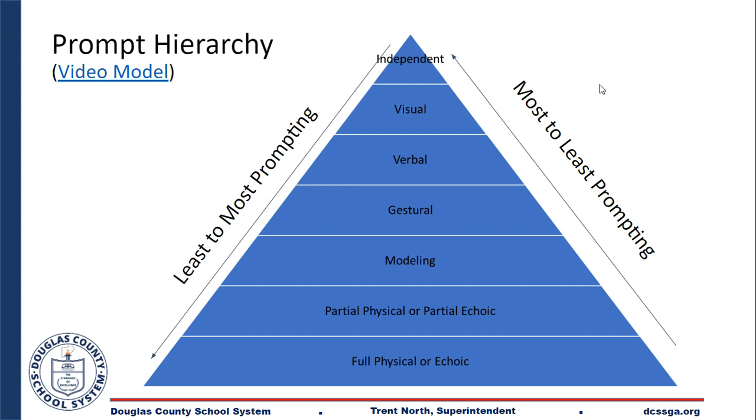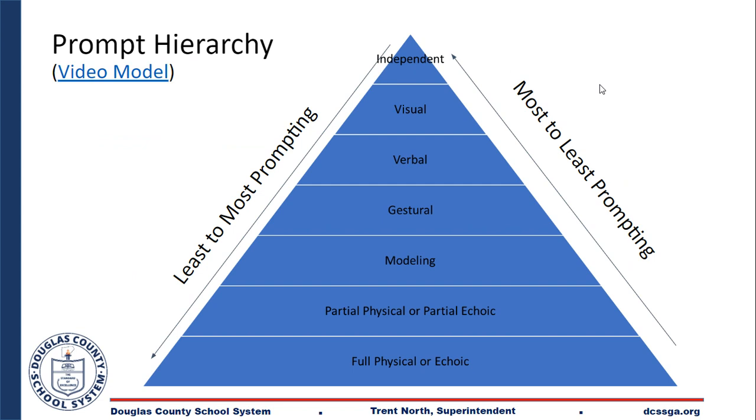A full physical prompt is when the instructor guides the learner to a correct response from the start of the trial to the conclusion. An echoic prompt is when the instructor says a word or a phrase in full for the learner to repeat. In a partial physical prompt, the instructor provides some physical guidance towards the correct response, usually at the beginning of the trial, but allows the learner to make the final response themselves.